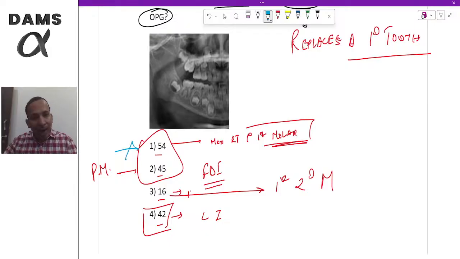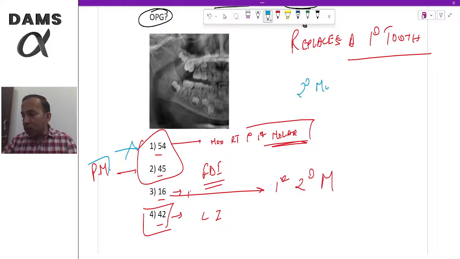So even if you don't have this picture, still you will be able to answer, isn't it? 4-5 is a succedaneous tooth. Premolars are succedaneous, incisors are succedaneous, canines are succedaneous. But the permanent molars are non-succedaneous, isn't it? They do not succeed any primary tooth. They do not replace any primary tooth.